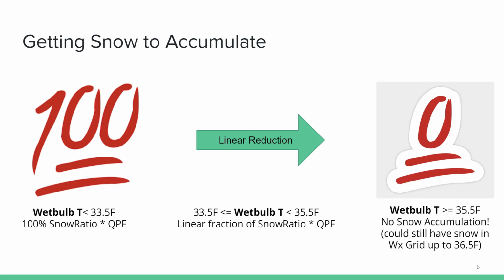Now, in order to get snow to accumulate in the forecast, the wet bulb temperature has to be less than 35.5 Fahrenheit. However, you will only see 100% of the total possible snow accumulation of your snow ratio times your QPF at wet bulb temperatures below 33.5 Fahrenheit. Between that wet bulb temperature of 33.5 Fahrenheit and the hard cutoff of no snow accumulation at 35.5 Fahrenheit, a linear reduction of snow accumulation is applied to the total possible accumulation. This helps to prevent a hard cutoff and pixelation of snow accumulations, particularly in complex terrain situations.